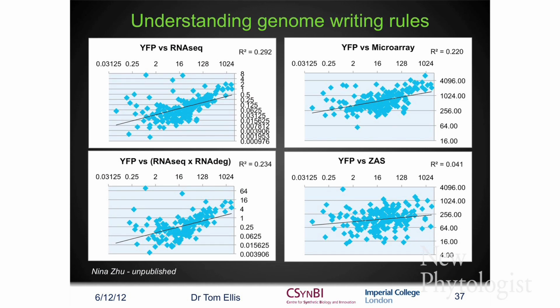And without going into much of the details, the conclusion so far is the YFP data has some reasonably good correlation with the RNA-seq, microarray, and RNA-seq times RNA degradation data, but the real outlier is the Zaslaver collection data, which correlates very poorly with almost everything. So it's flagging up this warning that the plasmid-based characterization of parts is not, as you might imagine, very well representative of how those parts will behave if they're on a genome.